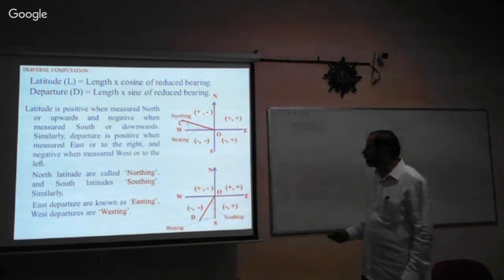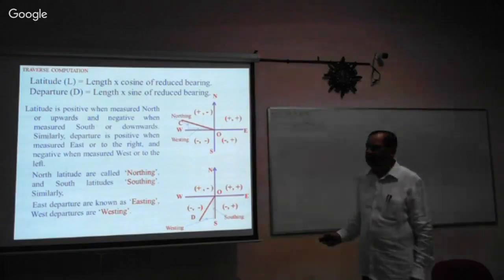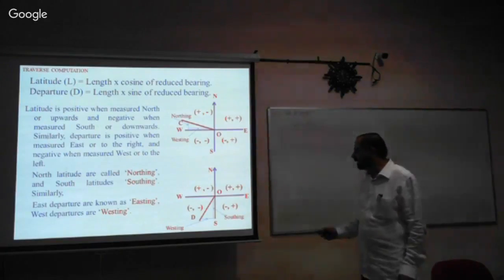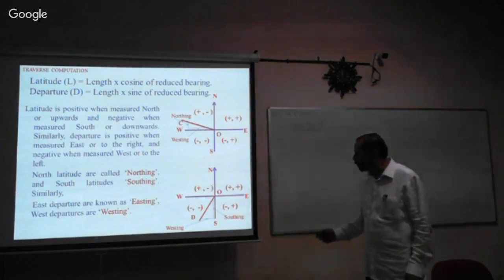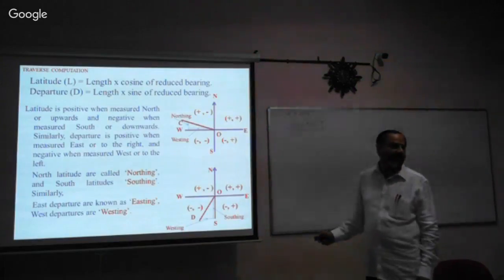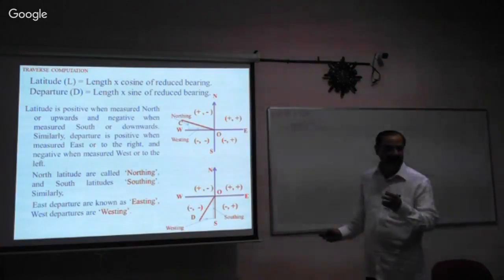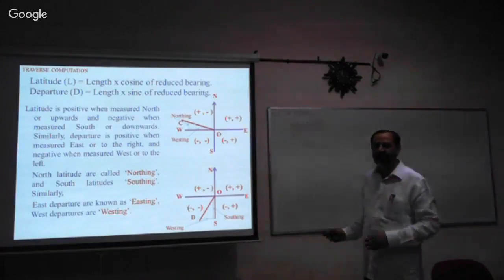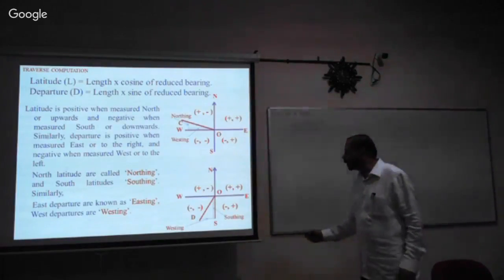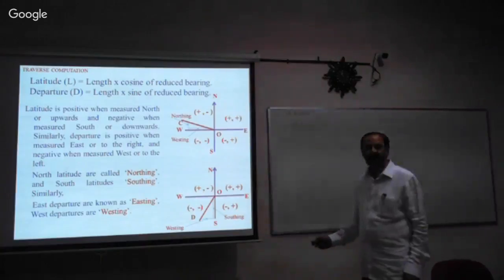And similarly, if you consider one more example, this survey line is progressing in the direction of O to D. Most important, you should remember the progress of the line, from where to where. See, this is O to D.